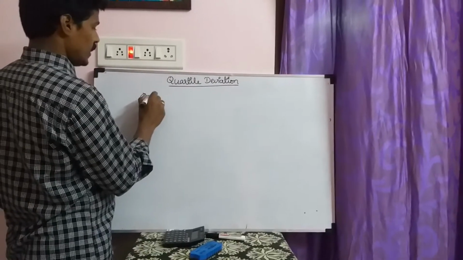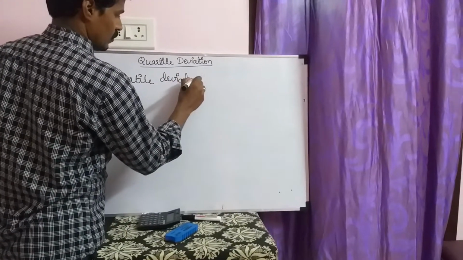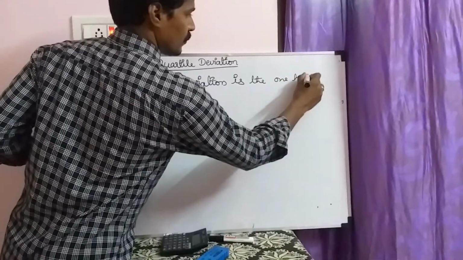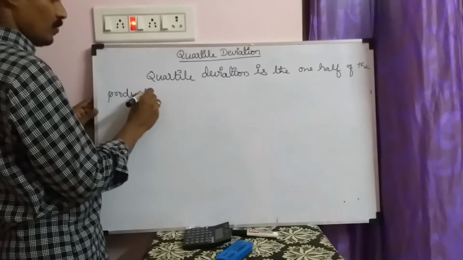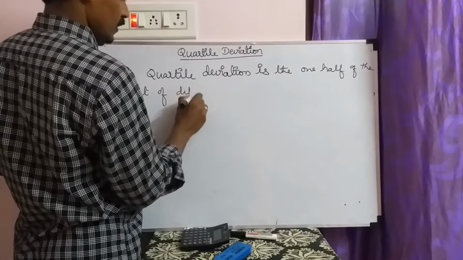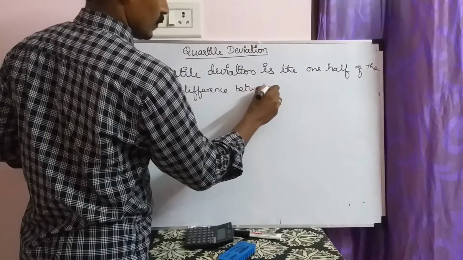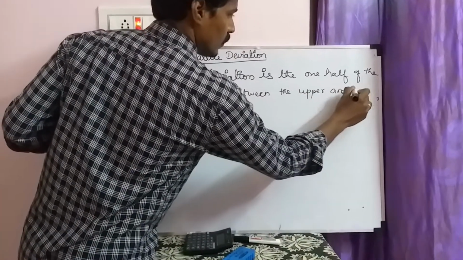Today's topic is quartile deviation. Quartile deviation is one half of the difference between the upper and lower quartile.